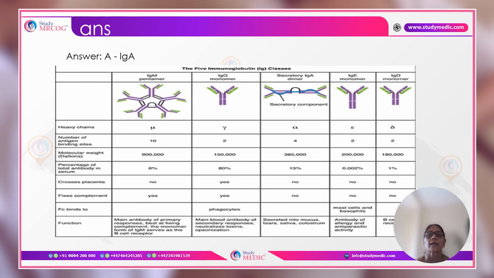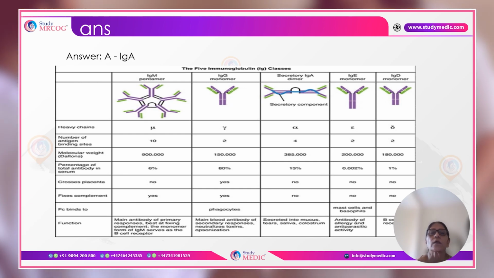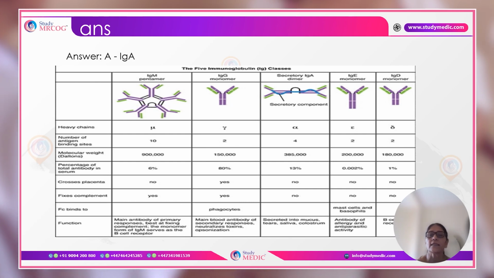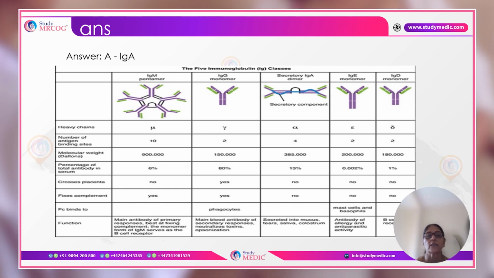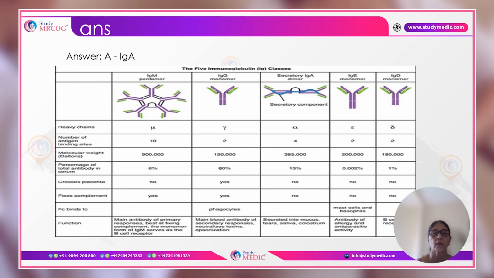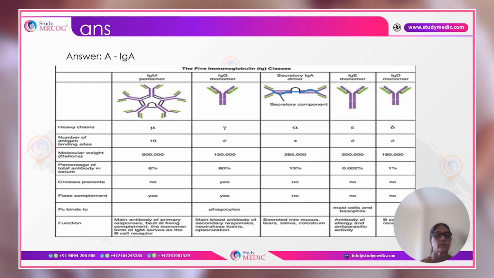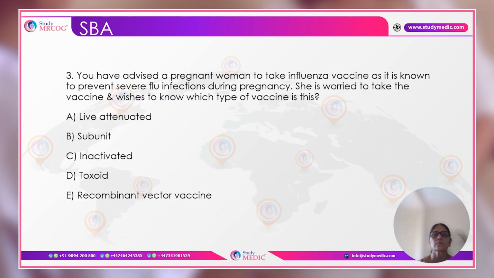And the others, IgA, IgE, and IgD: the dimer is IgA, whereas IgE and IgD are both monomers. So to sum it up in short, monomers are IgG, IgE, and IgD. Dimer is IgA and pentamer is IgM. You can just stop the video at this point and have a look at all the important points of the other immunoglobulins as well.